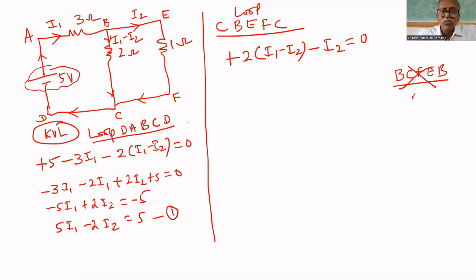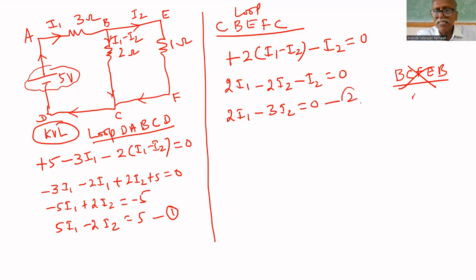Now simplify this: 2I1 minus 2I2 minus I2 equal to 0, or 2I1 minus 3I2 equal to 0. Let it be the second equation. Solve these two equations for I2. Directly you will get the answer.